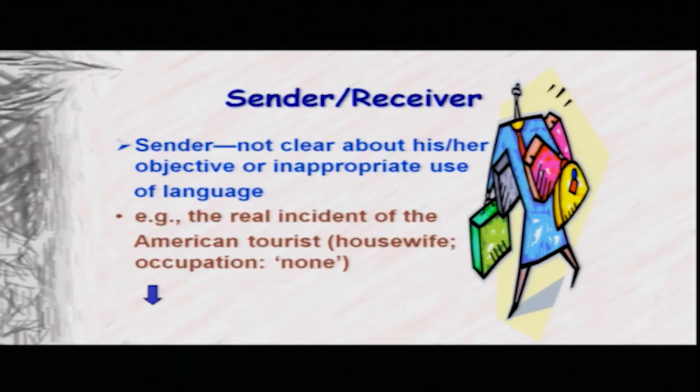In this case, the sender who sends the message, one lady, is not clear about her objective or uses an inappropriate use of language, which is actually causing this miscommunication. This is the story of a real incident of an American tourist who had traveled to so many places and then returned, and she is about to take a connecting flight to another place.